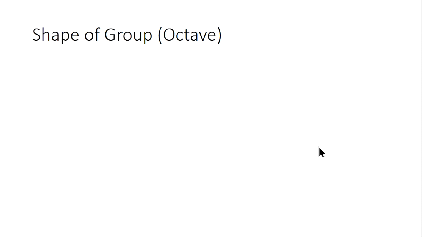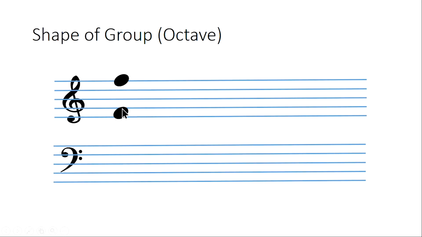And how about the octave? An octave is something like you have one, two, three spaces in between. So let's say this is F, and this is also F. This is E, and this is also E. This is F, this is also F, and this is G, this is also G.